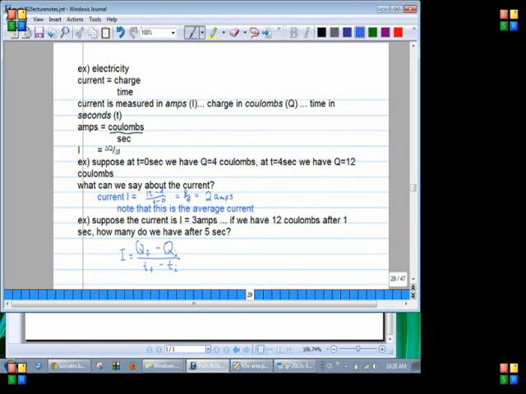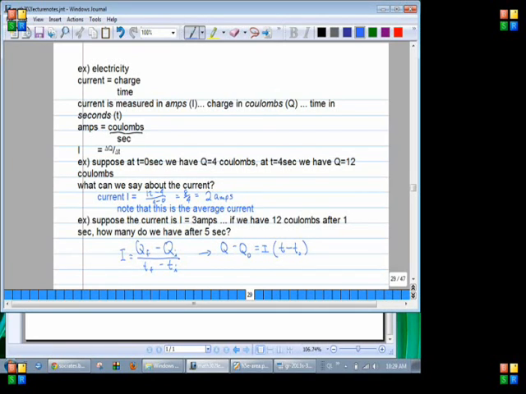So mathematically, what is this a statement about? This is a statement about slope. So this is really just the equation of a line if you write it out properly. How can this be the equation of a line? Q final minus Q initial equals I times T, where T is T minus T0.